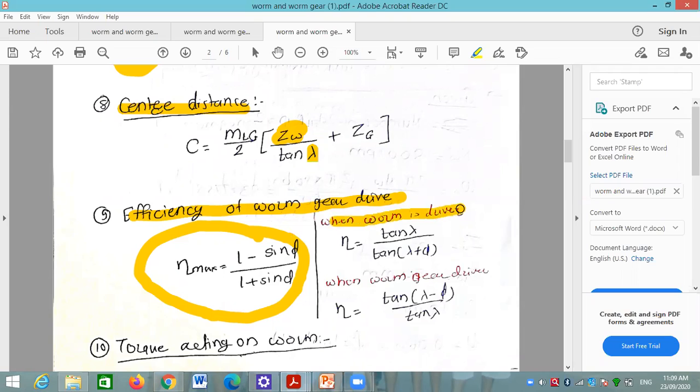Here is one formula: when the worm is used as a driver, then efficiency is equal to tan of lambda divided by tan of lambda plus phi, where lambda is the lead angle and phi is the friction angle. And when the worm gear is a driver, the formula is different. When the worm is driver, efficiency is tan of lambda divided by tan of lambda plus phi, and when the worm gear is a driver, efficiency is equal to tan of lambda minus phi divided by tan of lambda. These are two different formulae to calculate the efficiency. These efficiencies depend on which one is the driver.